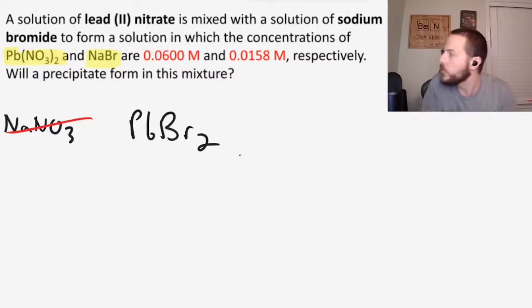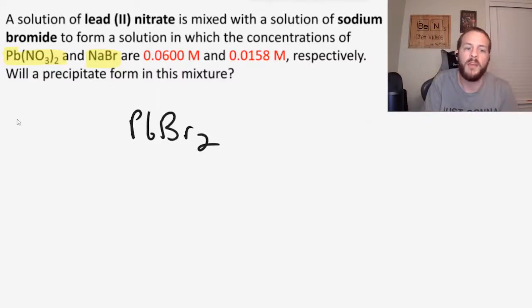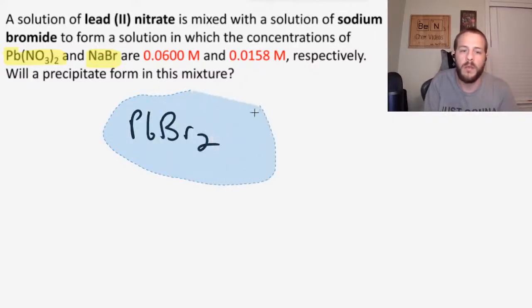And so what we need to do is look up the Ksp value for this lead(II) bromide. Now, before we do that, what I'd like to do, again, this is something that I always like to do when it comes to solving problems, is write the chemical equation, or in this case, the dissociation equation for the reaction that I'm looking at here.